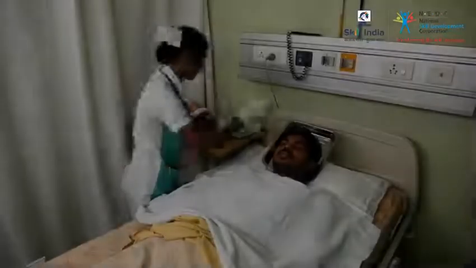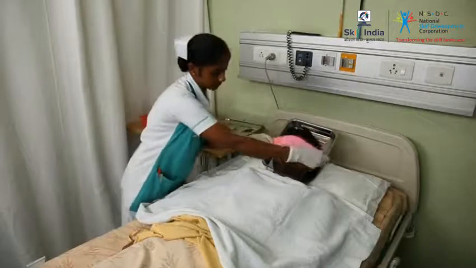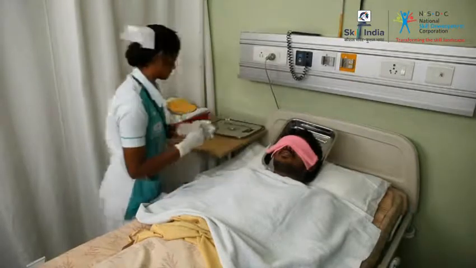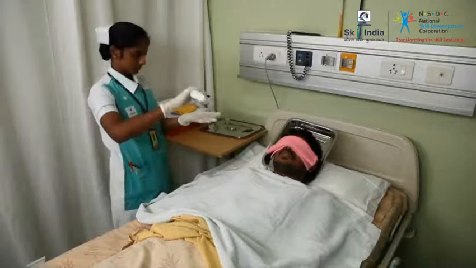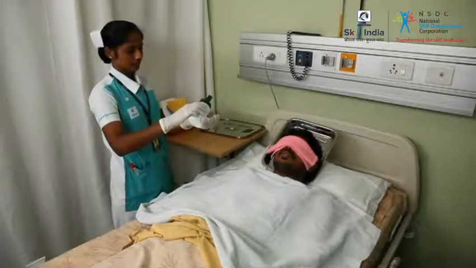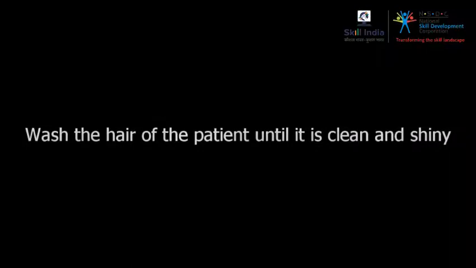Place a washcloth over the person's eyes so the shampoo does not burn them. Wet the hair of the patient first and then apply the shampoo. Wash the hair of the patient until it is clean and shiny. It takes more rinsing for a female patient.